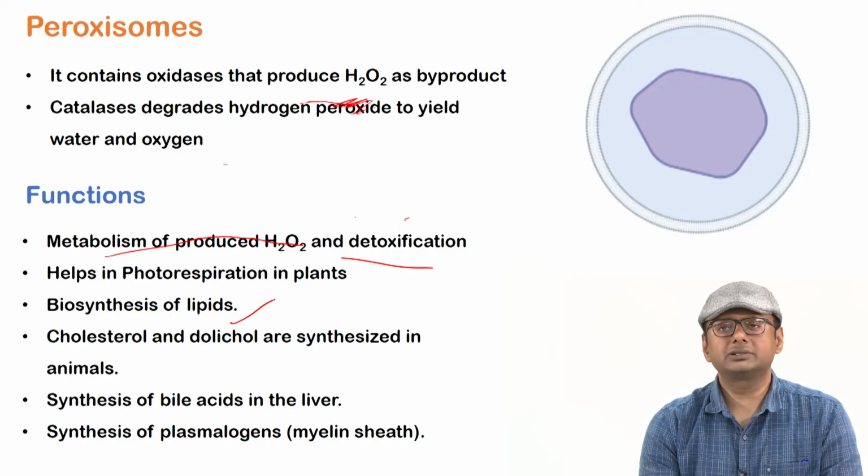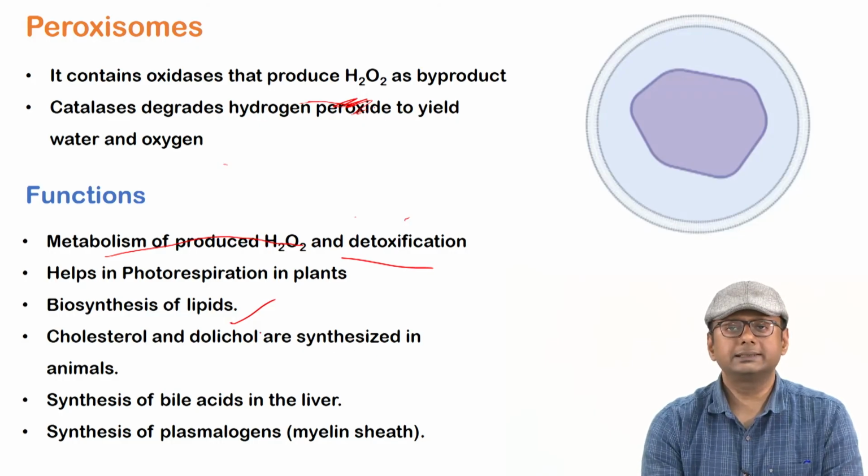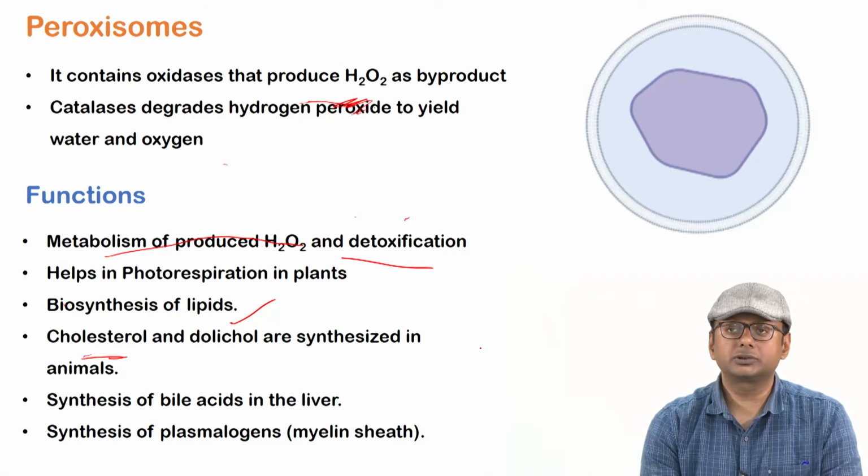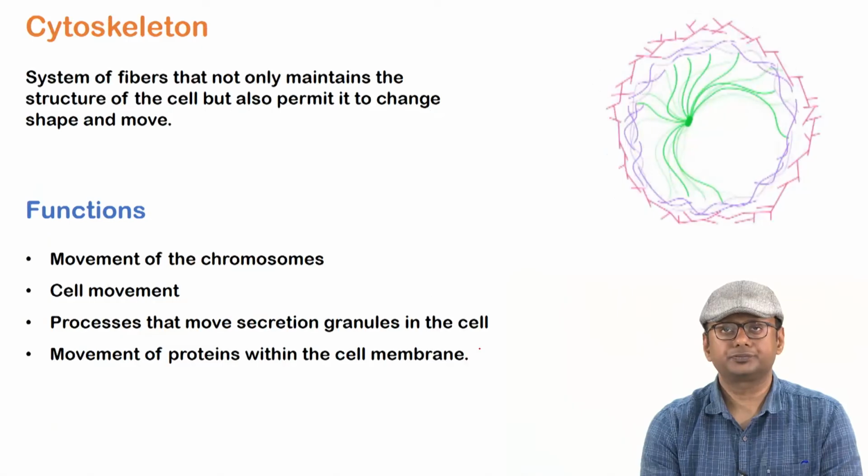Then it helps in the biosynthesis of lipids, right? In the synthesis of cholesterol also, peroxisome has a role. It also has an important role in bile acid synthesis. So you can see different very important functions are associated with the peroxisome.